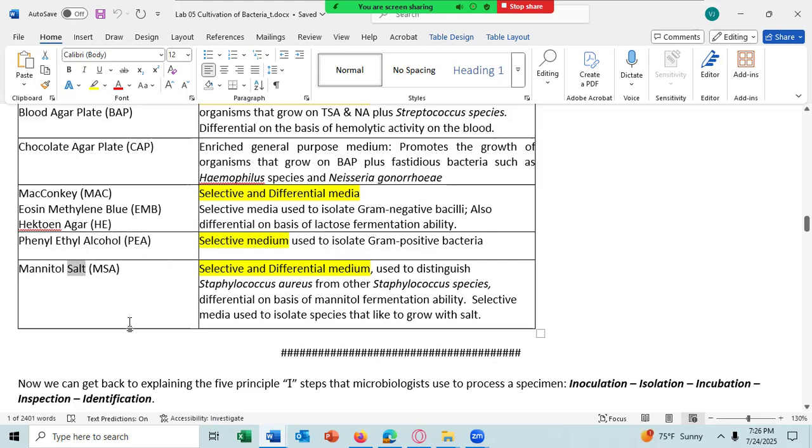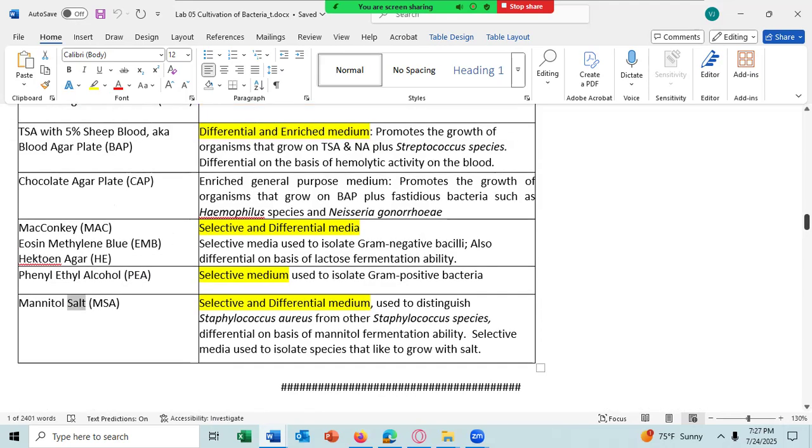Any question about any of that? Will we need to know what can grow in each type of medium? You should know the different types of media, and you should know that McConkey's grows gram negative and PEA grows gram positive.